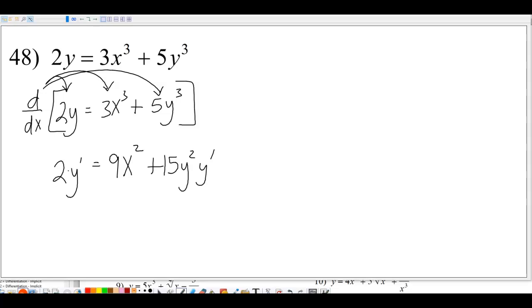So whenever you have 2 y primes, what you want to do is look at your chunks. We have 3 chunks here. 1, 2, 3. We want to get all the chunks that have a y prime on one side of the equal sign and all the chunks that don't to the other side. So the only one that doesn't have a y prime is this 9x squared here. So what I'm going to do is move this 15y squared y prime to the other side.